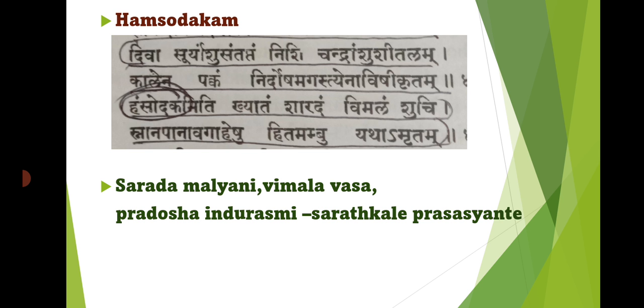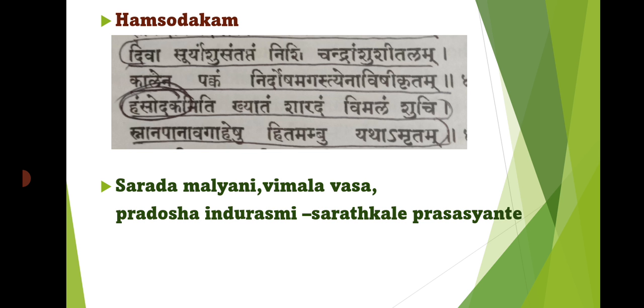Hamsodaka is that water which is santapta, heated by the rays of the sun during the daytime, and cooled by the rays of the moon during the night time. Kalena Pakvam Nirdosham, which is purified by Kala, and Agastyena Vishikridam, which is detoxified by Agastya Nakshatra. And this water is called Hamsodaka, Sharadam, Vimalam Shuchi, pure and clean. Snana Pana Avagaheshu Hitam. It is beneficial for Snana, bathing, Pana, drinking, and Avagaha. And Yatha Amritam, it is like nectar. So Hamsodaka is indicated in Sharat Ritu.